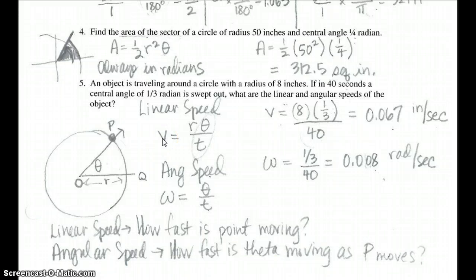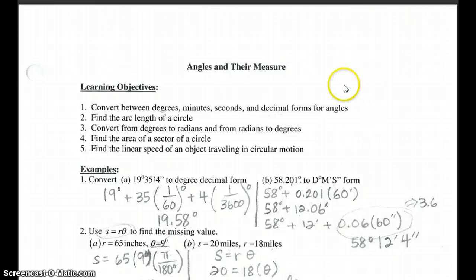Linear speed, V, is r theta over t, and angular speed, omega, is equal to theta over t. So notice that the formula for angular speed is actually built into linear speed. So although this is a really quick overview, I just wanted to give you a look into what we're looking at as we begin our trip.